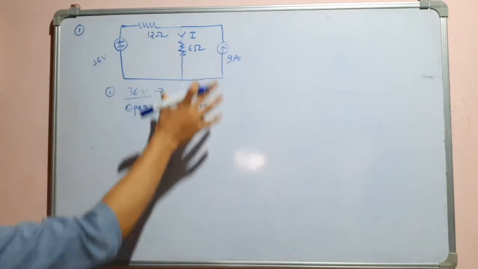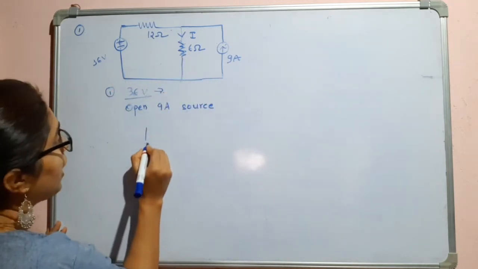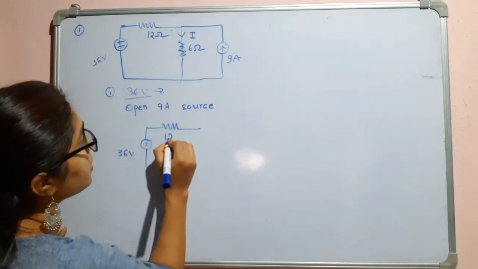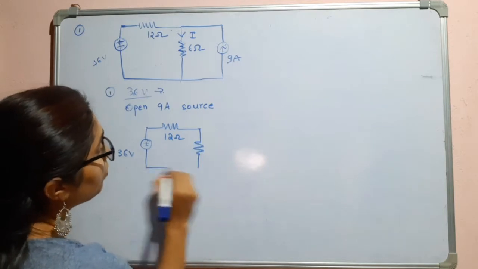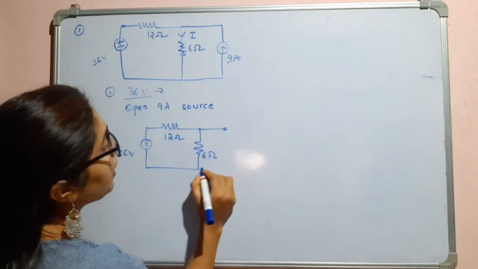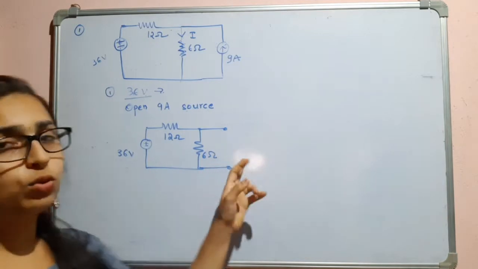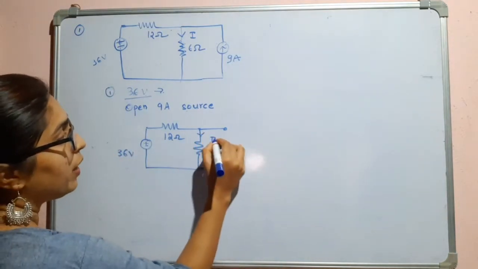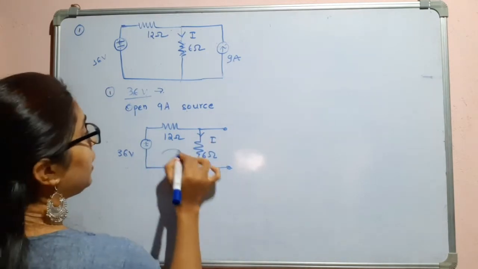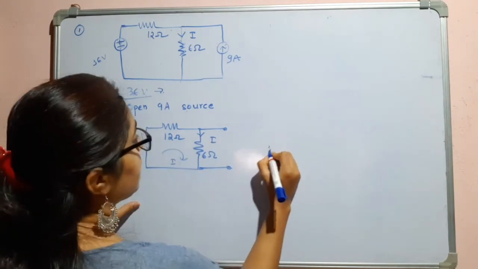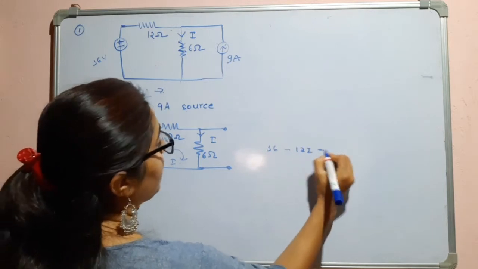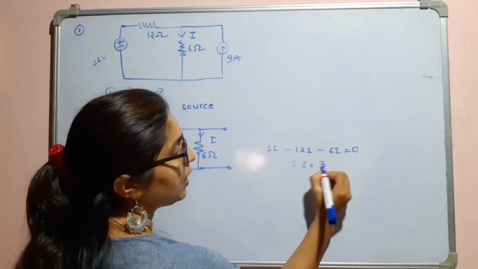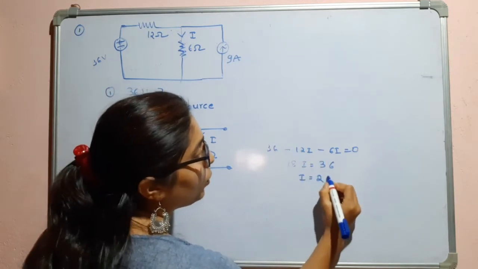Okay, so now let us redraw this circuit. So we have the 36 volt voltage source. Here we have 12 ohm resistor, and here we have 6 ohm resistor, and this will be open circuit. That means the current through open circuit is always 0. Okay, so here how can we find the current? So we can find the current like this. So it is 36 minus 12i minus 6i, that is equal to 0. So 18i is equal to 36, and I is equal to 2 amperes.